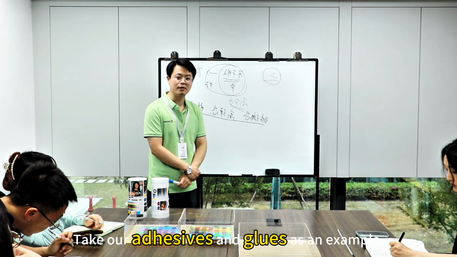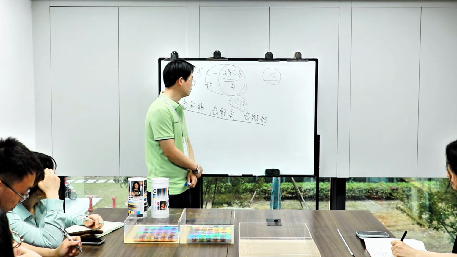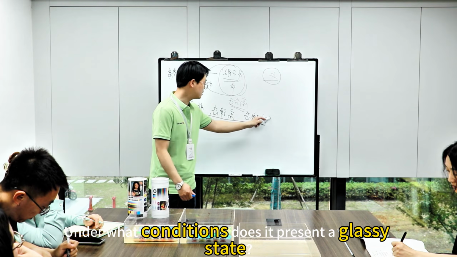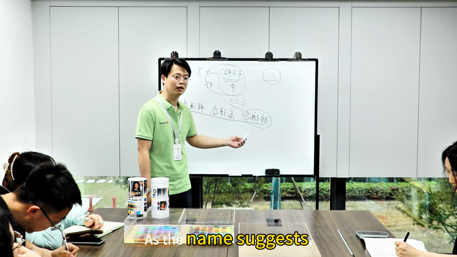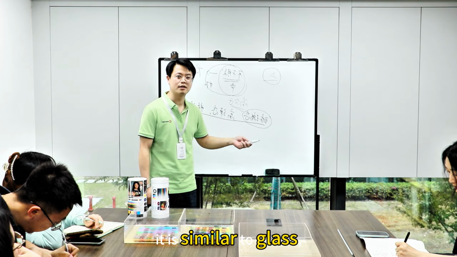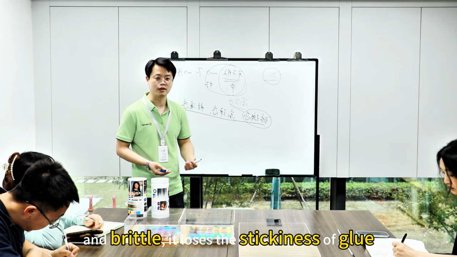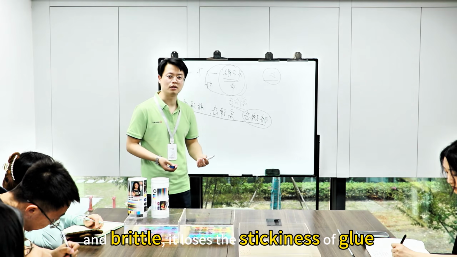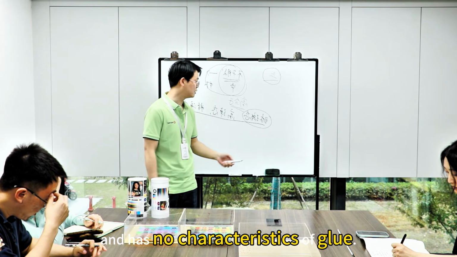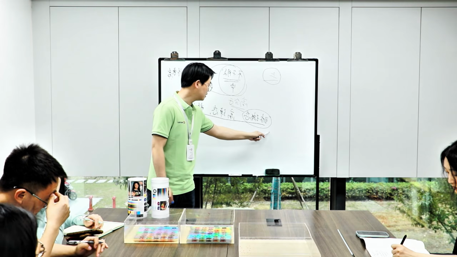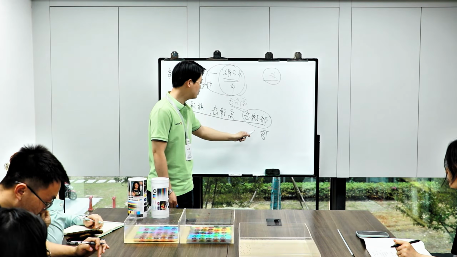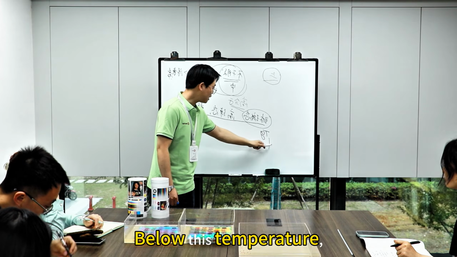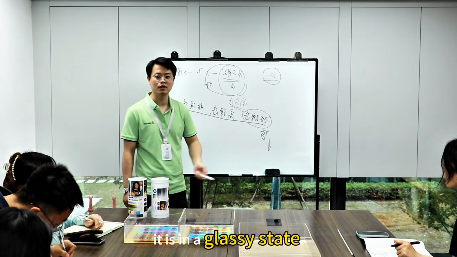Take our adhesives and glues as an example. Under what conditions does it present a glassy state? What is the glassy state? As the name suggests, it is similar to glass. It's hard and brittle, it loses the stickiness of glue, and has no characteristics of glue. It has a term called Tg, the glass transition temperature. Below this temperature, it is in a glassy state.